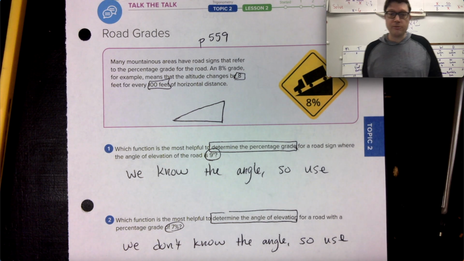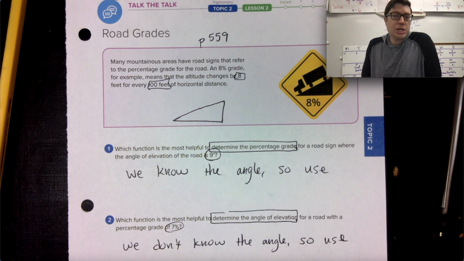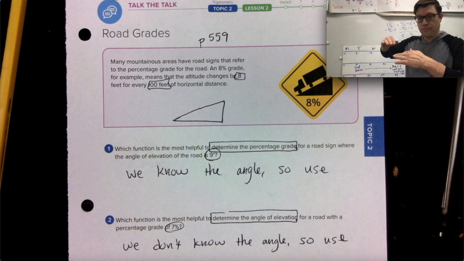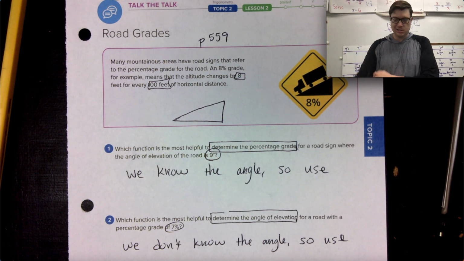Using tangent and inverse tangent. Many mountainous areas have road signs that refer to the percentage grade of the road. An 8% grade, for example, means that the altitude changes by 8 feet for every 100 feet of horizontal distance.